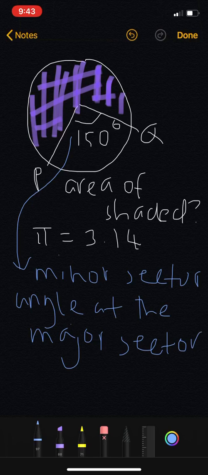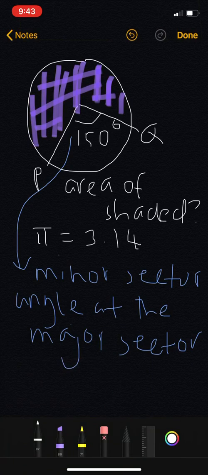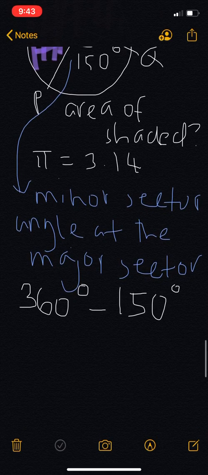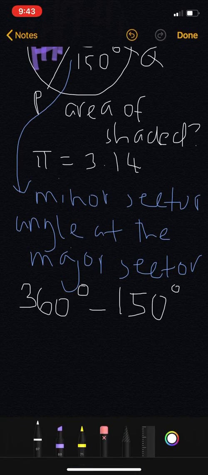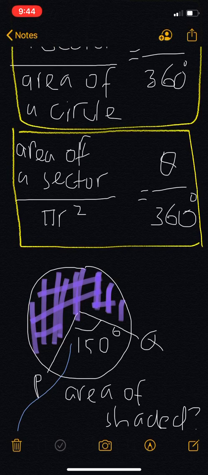So how to find that angle? Same as the previous one, you take 360 degrees minus 150 degrees, because one complete circle is equal to 360 degrees. Then you will get 210. So you substitute everything that you got into this formula: area of sector over pi r squared equals theta over 360 degrees.